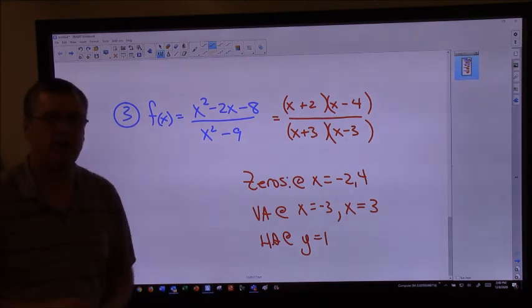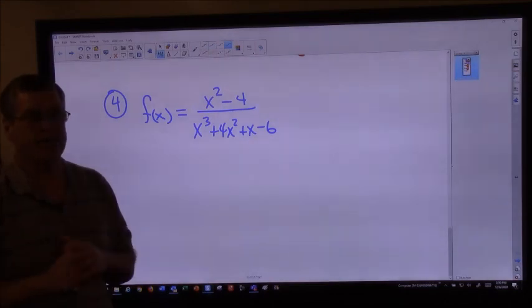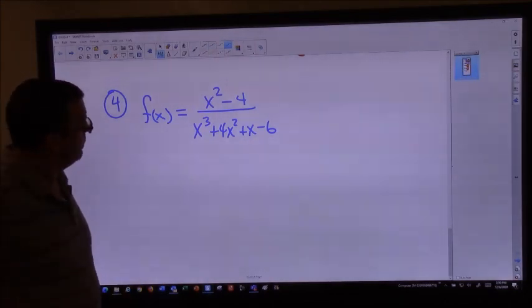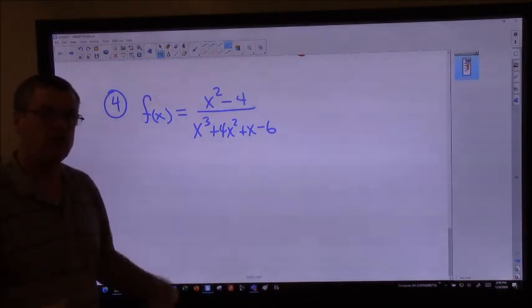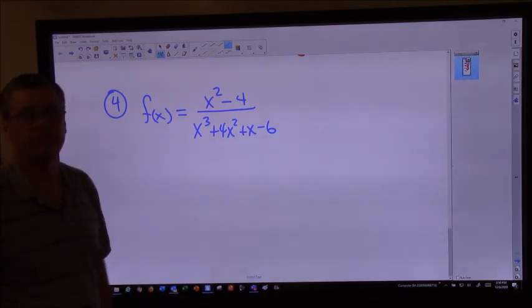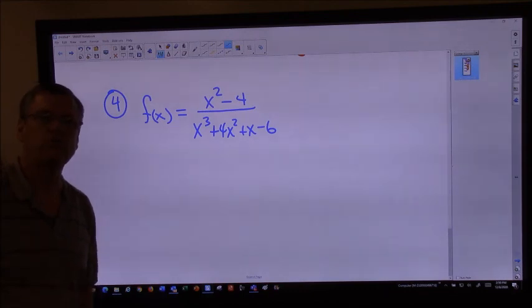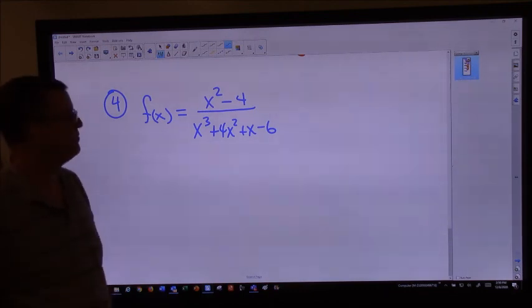So let me have you guys just try one last problem. All right, this one looks a little scary, but again, it's no different, the procedure, than the previous one. We're just going to do the same things. Find the zeros, find your vertical asymptotes, find the horizontal asymptote.